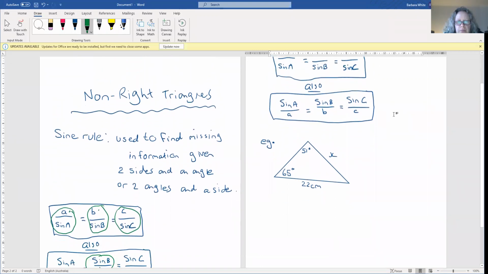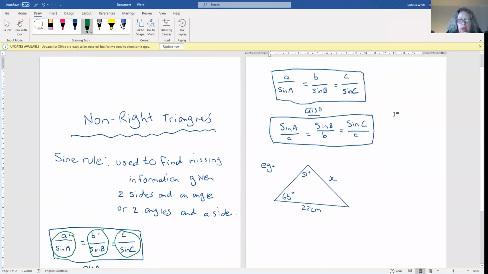So here's an example, and we are given two angles and a side, and we are trying to find a missing side. Now the sides are little letters, sides are lowercase, and angles are uppercase. So the trick to using this is to get the thing that you are looking for, we're looking for a side, in the top left-hand corner as you write your equation.